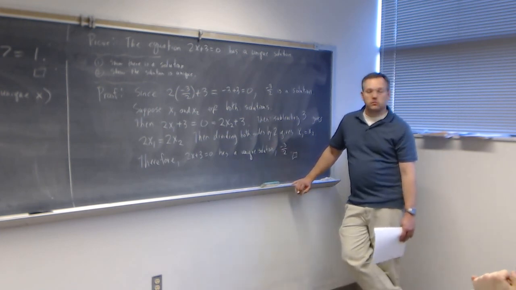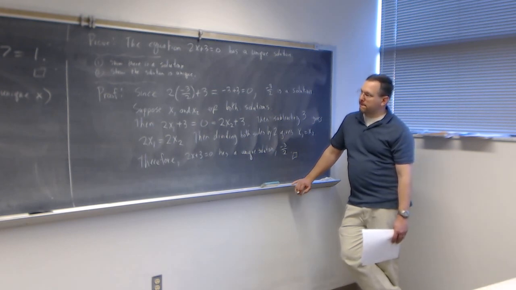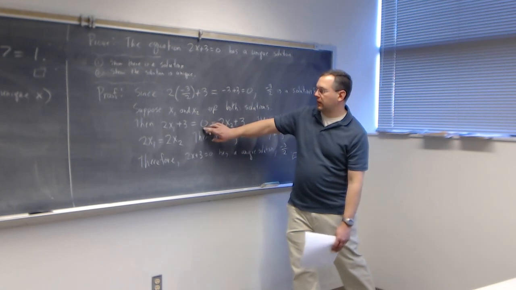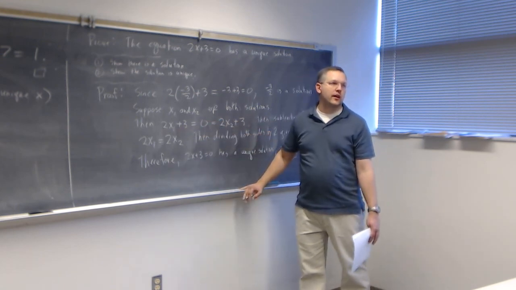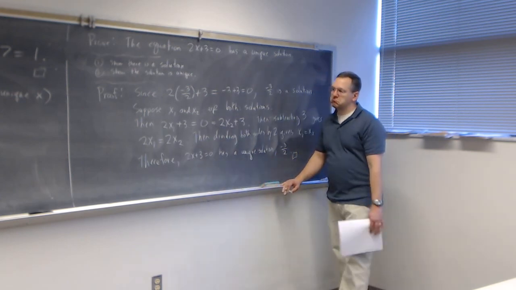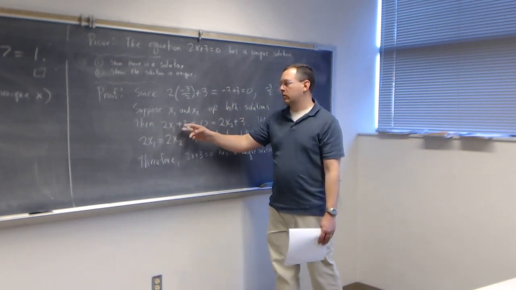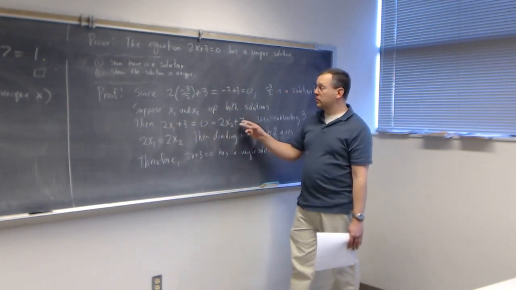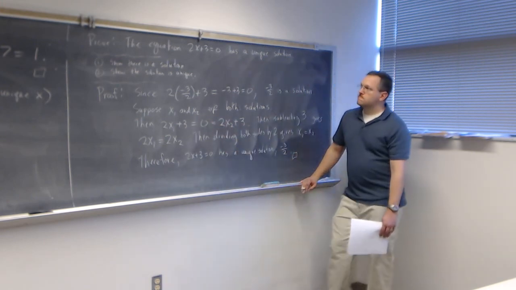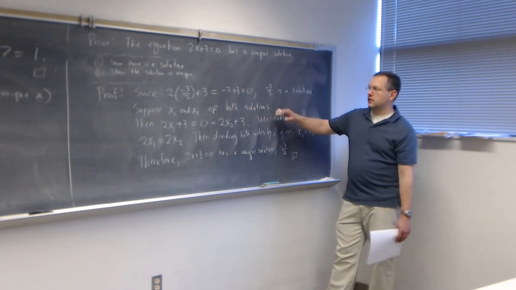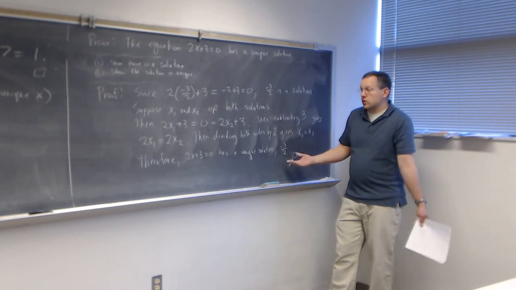Why can we set these equal to each other, where it says 2x1 plus 3 equals 0? Because they both equal 0. They're both solutions, so 2x1 plus 3 equals 0, but 2x2 plus 3 also equals 0. So these are equal to each other. We show that a solution exists, and we show that if you have two solutions, they're really the same number. So there's only one solution.